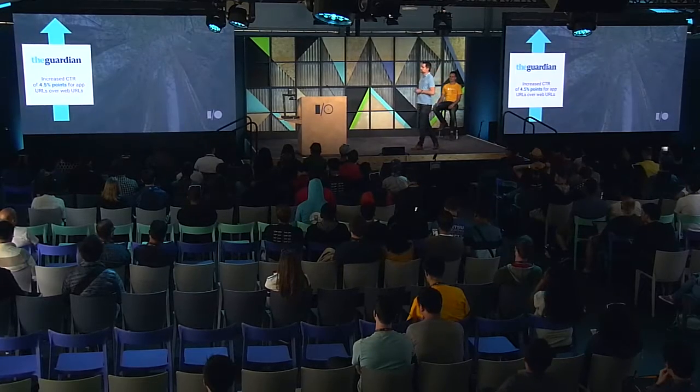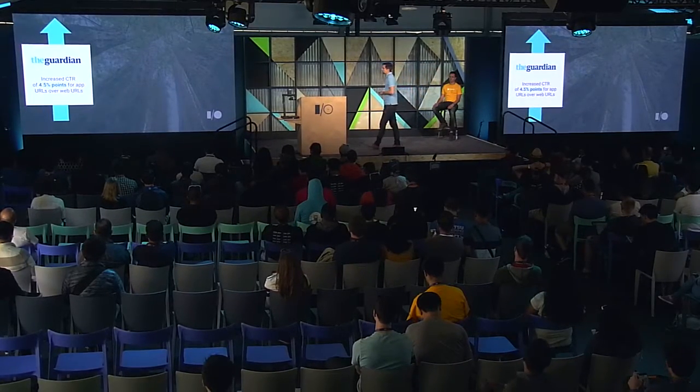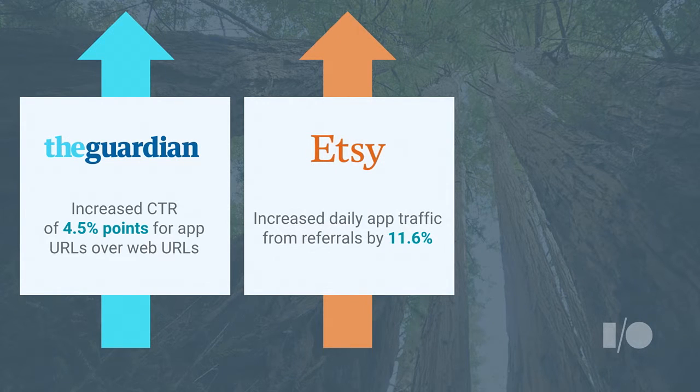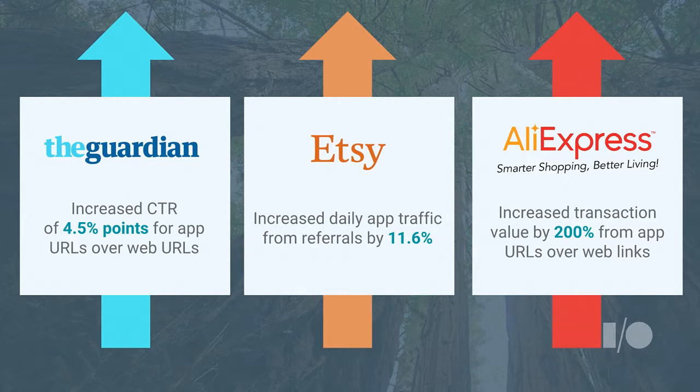Let's look at some of the success stories of partners that are actually using app indexing. The Guardian saw an increase in CTR by almost 5% for app URLs over mobile web URLs. Etsy saw an increase in daily app traffic by almost 12%. And AliExpress saw an increased transaction value by 200%. Now, those are some truly amazing numbers that tell you how important app indexing is for these partners, and that any app really should use this technology to grow their user base and keep their users engaged.